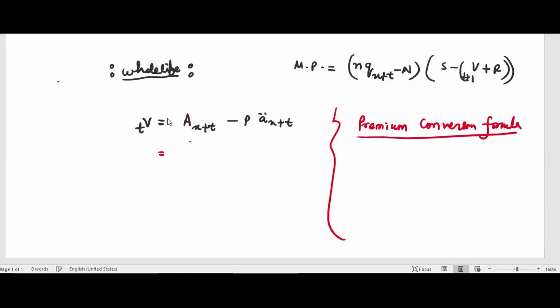Premium conversion formula. There is a link between capital X, which is given in the table, and small x. If you use this formula, you can change from capital X to small x. This is very useful because when you are writing the exam, you will not have much time to see both things. So if you use this formula, you can find both from one page.